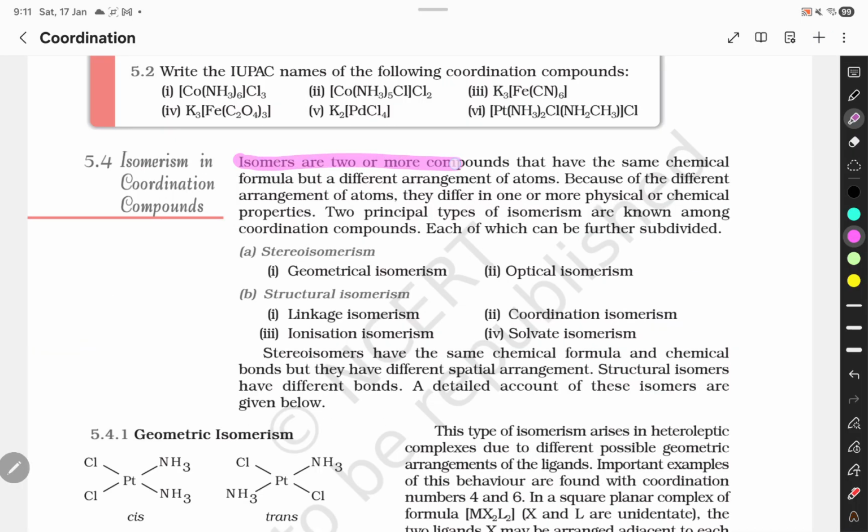Then we have isomerism in coordination compounds, as you guys can see.